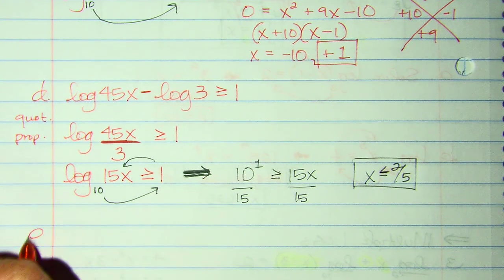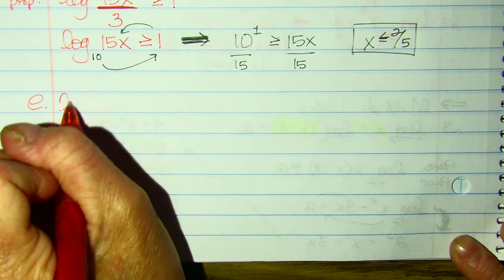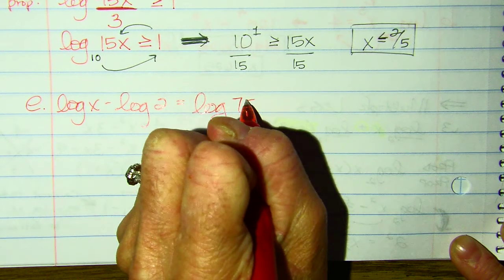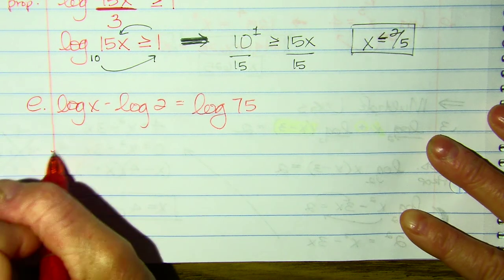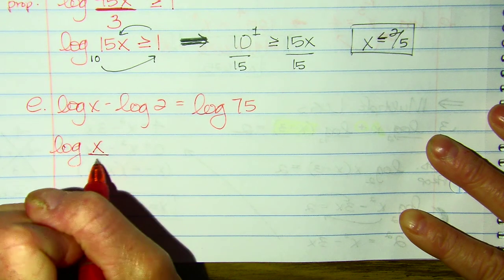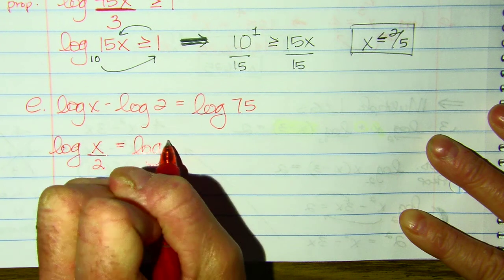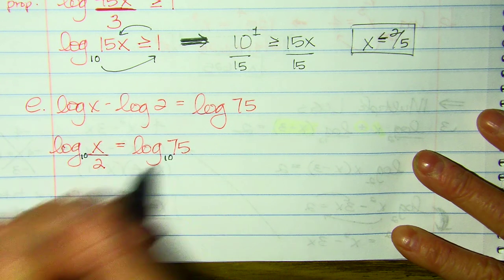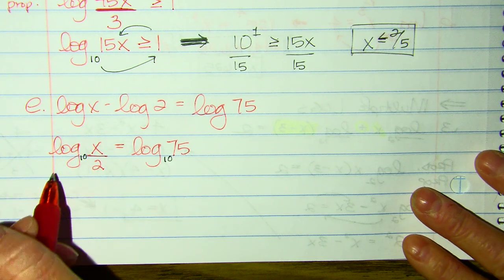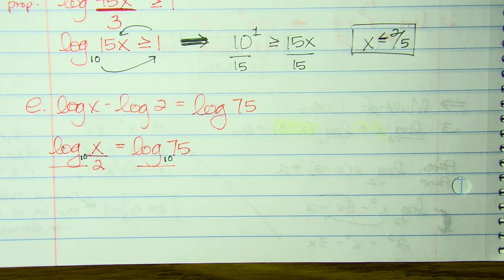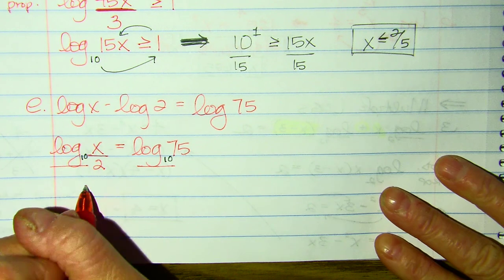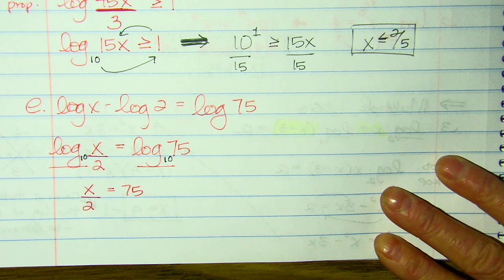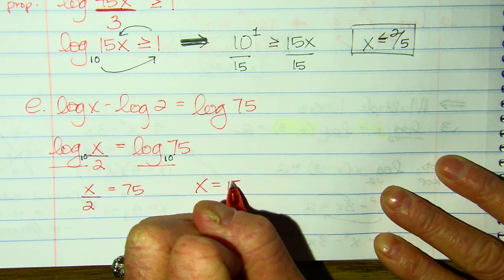Last one. Log of x minus the log of 2 equals the log of 75. So again, on the left, I can use the quotient property. Log of x over 2 equals the log of 75. Now I know since they didn't write a log, I have an invisible base 10. So because I have two logarithms, one on each side of the equal sign, and they both are the same, then x divided by 2 must equal 75. So what number divided by 2 equals 75? X equals 150.